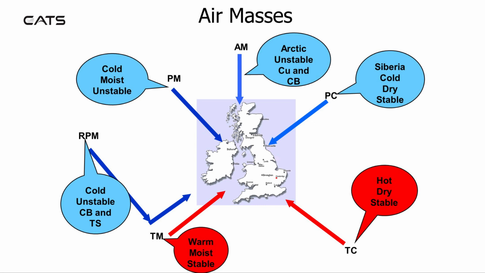Returning polar maritime has the same source region as polar maritime, so has the same characteristics, but takes a long route round and then tracks round along the same path as tropical maritime, therefore taking some of the characteristics of tropical maritime air. It's likely to have upper air instability.